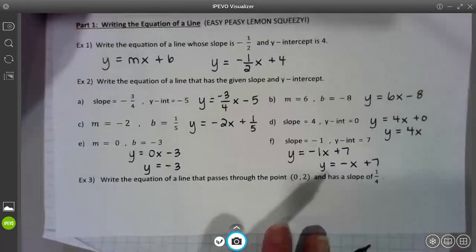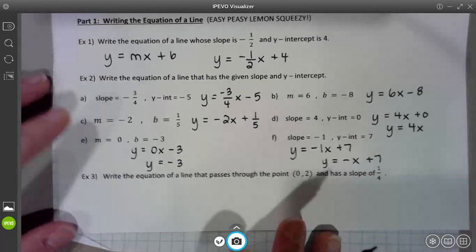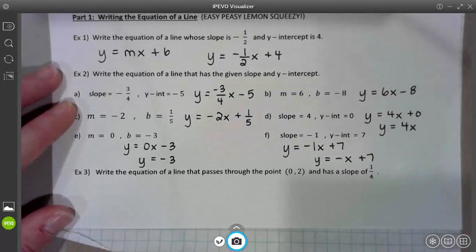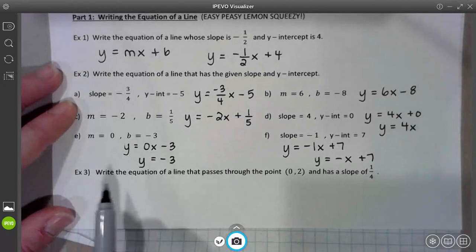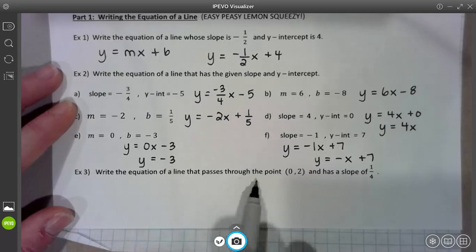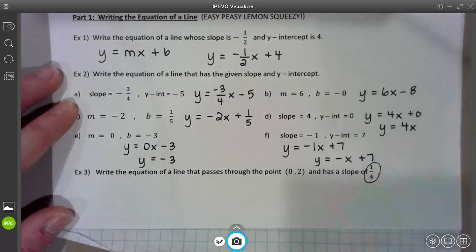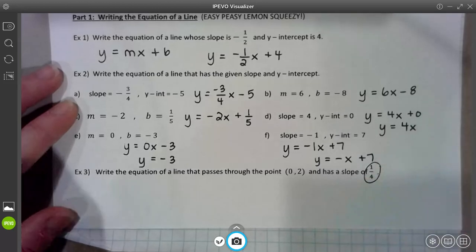Look what they're going to try to do to you, but we're going to be better than that. If we are hoping for a slope and a y-intercept, don't miss them telling you that information. We have to write the equation of a line that passes through the point (0, 2) and has a slope of 1/4. So we got our slope, our m, and we're looking for b, the y-intercept.